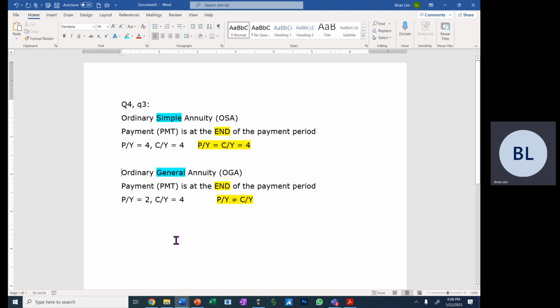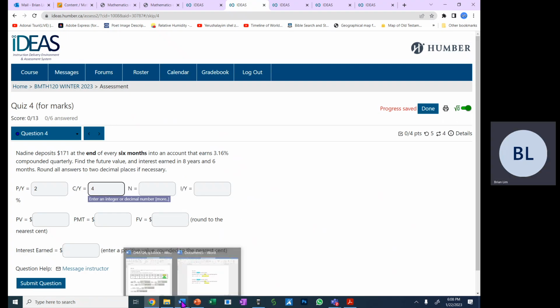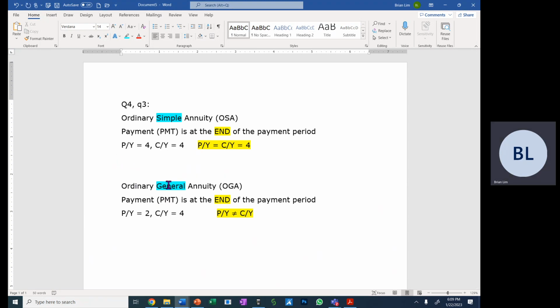So an example of this is quiz 4, question number 4. So you can have some records. If you go to quiz 4 and you go to question 4, sorry, I put it in the wrong place. So I will take it out of there and then I will insert it right in here. And we delete that and there we are. So those are the ones for the ordinary simple and ordinary general. Now the other two are the annuity due.